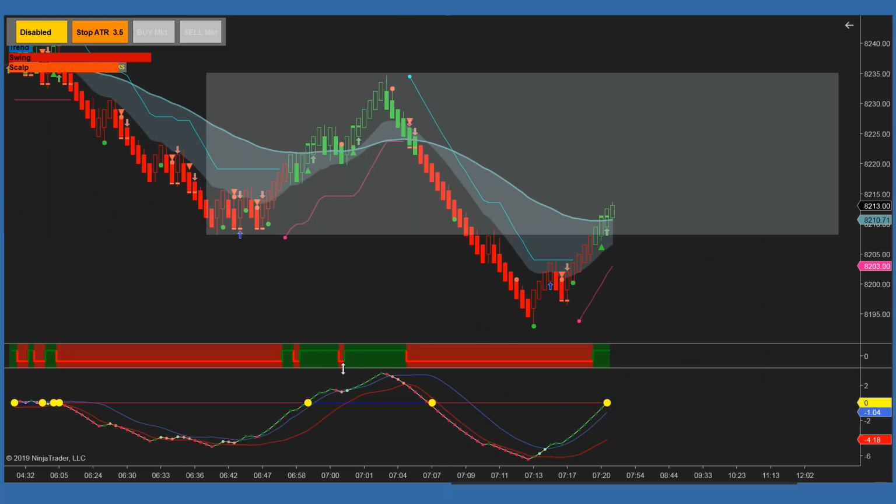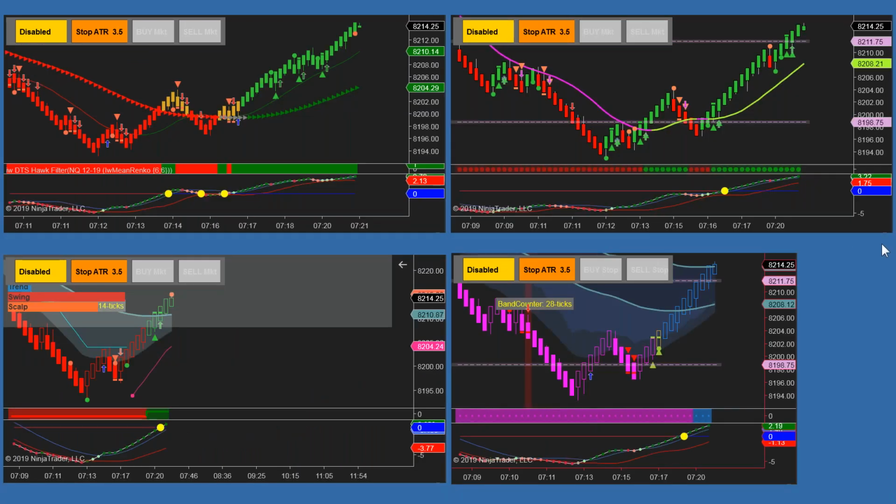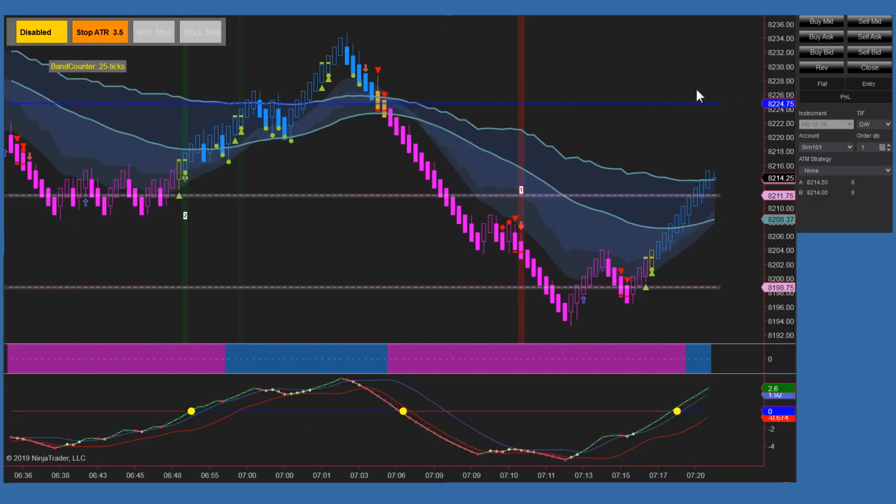Big pullback. Oh, could even get more. Could even see it get up here to 82.20. Is there a resistance line around there? Yeah, 82.24 is primary support. That's that blue line.